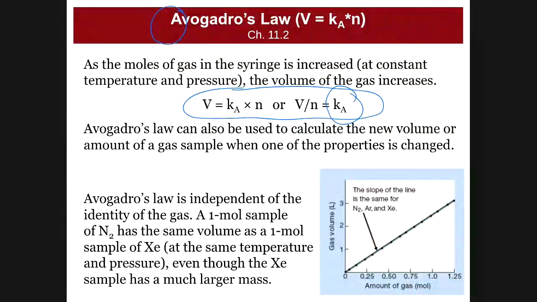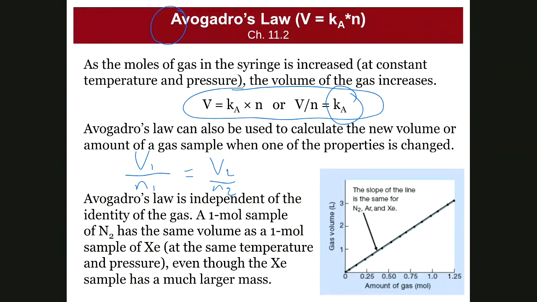And just like we did with temperature, we can use Avogadro's law to calculate a new volume or number of moles when one is changed. So that's the same as what we saw with temperature. V1 over N1 is equal to V2 over N2. And one thing to note is that Avogadro's law is independent of the identity of the gas. So it doesn't matter what type of gas we're talking about.